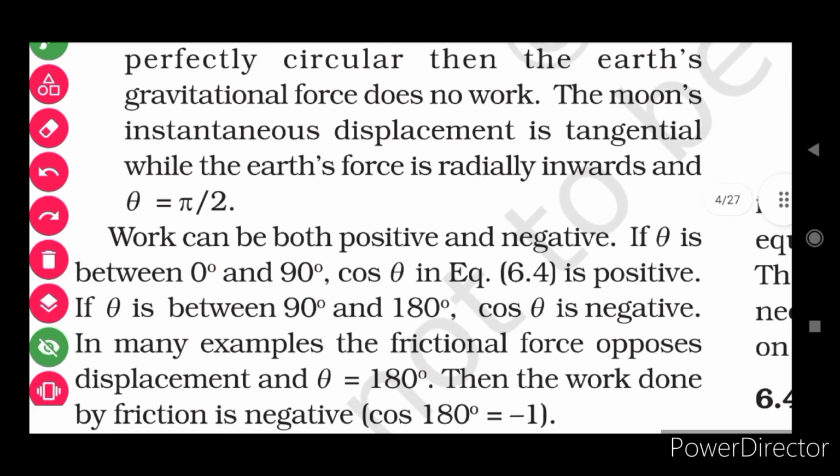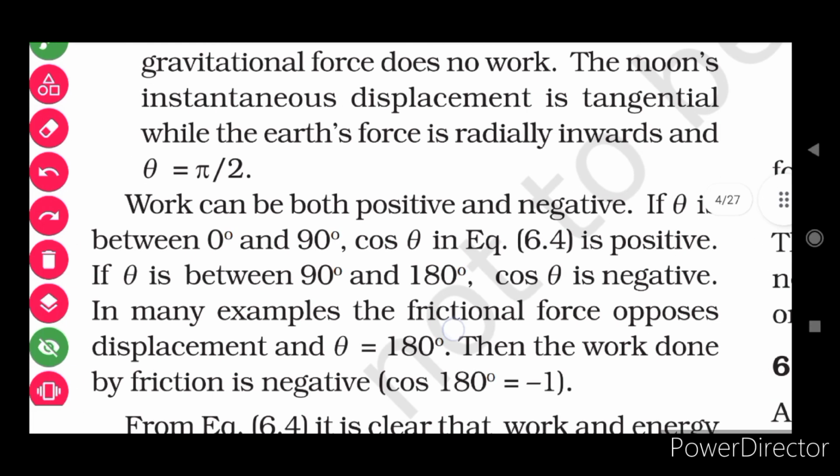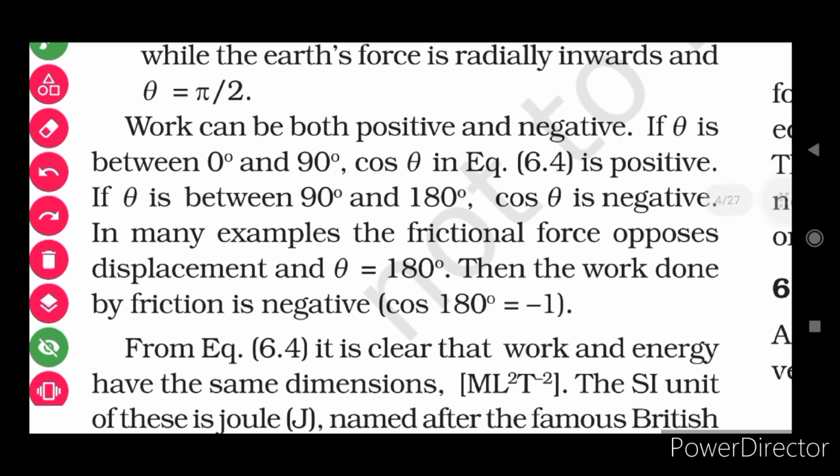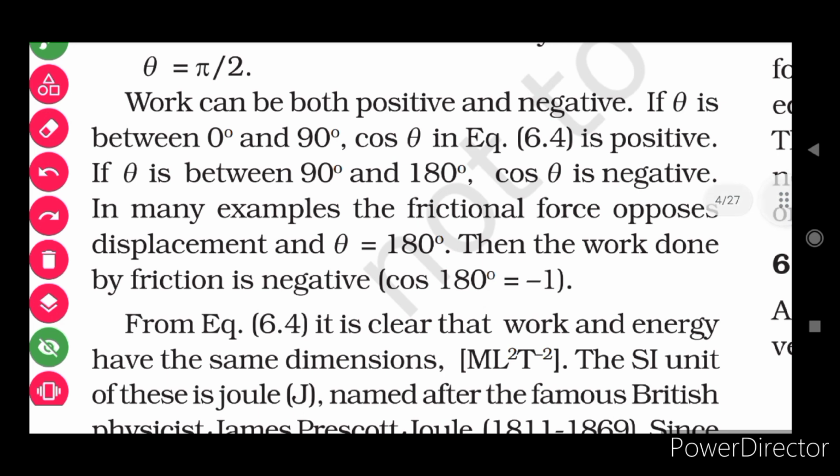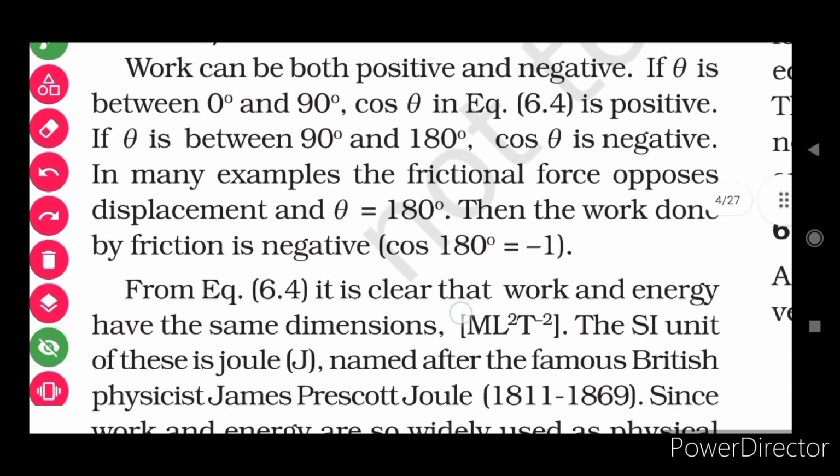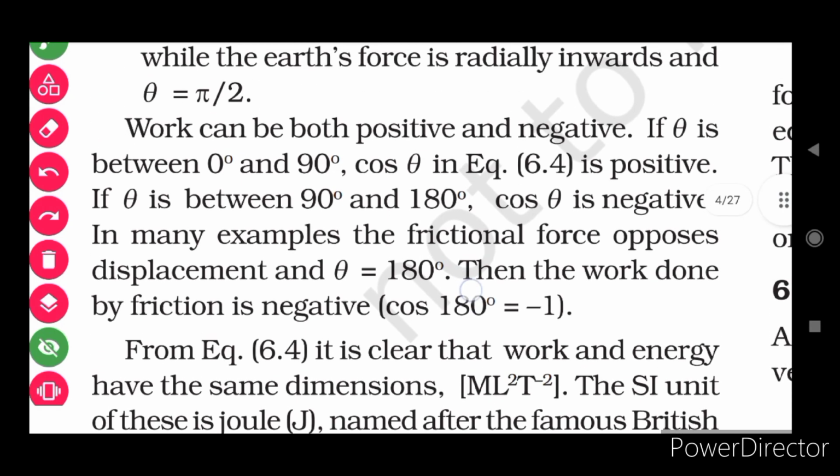So these were the three cases when there is no work: if the displacement is 0, if the force is 0, and if the angle between the force and displacement is 90 degrees. Very common, very obvious thing that you have already studied earlier in your classes. Work can be both positive and negative. If theta is between 0 degrees and 90 degrees, cos theta is positive, so work done will be positive. If it is more than 90 and less than 180, cos theta will be negative, and the work will be negative.